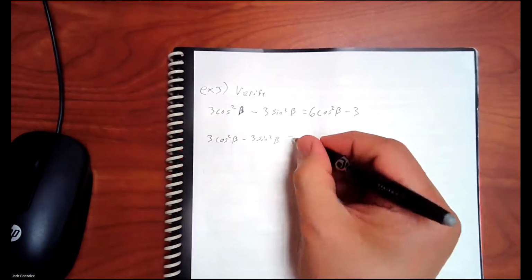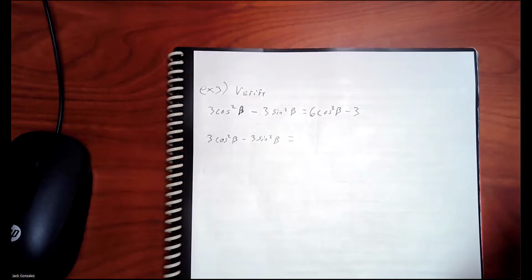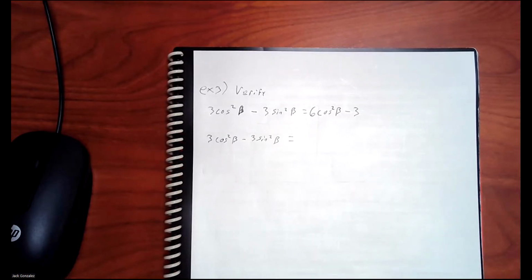So what do you guys think we should try? You just got to try something. What does your intuition tell you? What property should we use? Yeah. We should use a Pythagorean. Since we have squares, that should be the first thing that comes to your mind. Like, all right, probably one of the Pythagoreans.